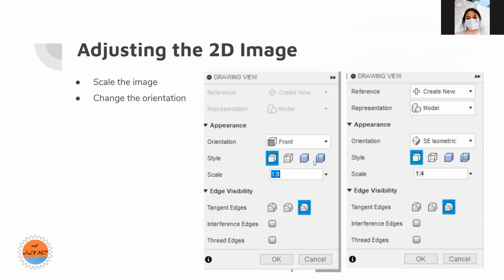So this is the first view that I had, where the orientation was from the front and the scale was 1:8. So I changed it to southeast isometric so we could get a better view of it, and I also scaled it to 1 to 4 so that the image could be larger.